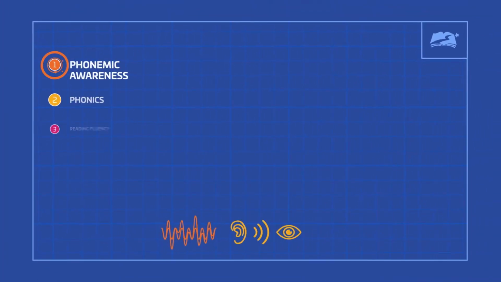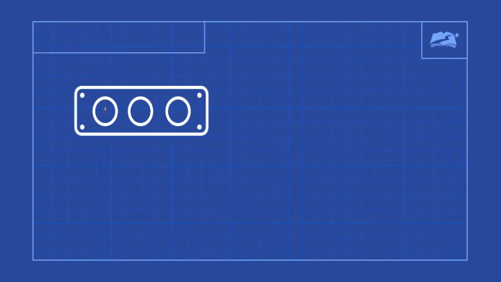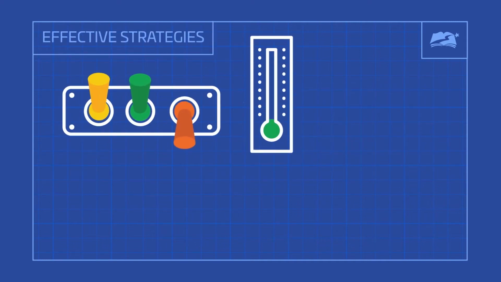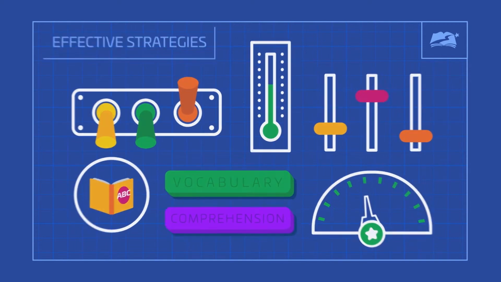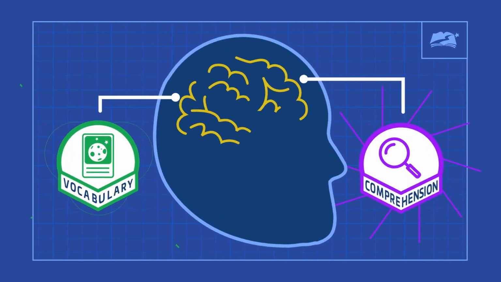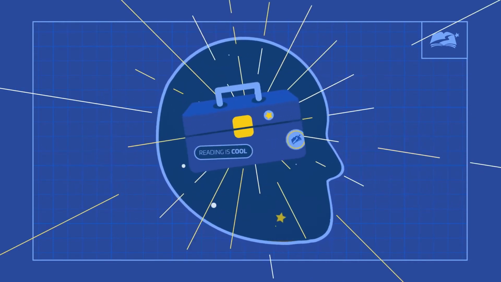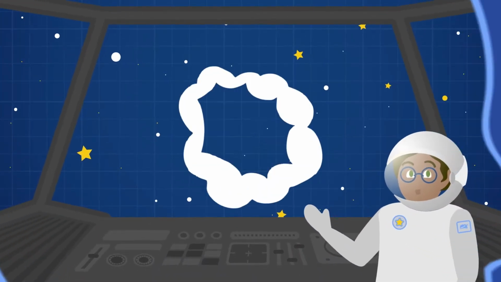These components of reading can be grouped into two main areas: word reading and comprehension. This video will focus on effective strategies that teachers can use to help students master new vocabulary and comprehend text. Let's take a look at some of the strategies teachers can add to their toolbox to teach these skills successfully.